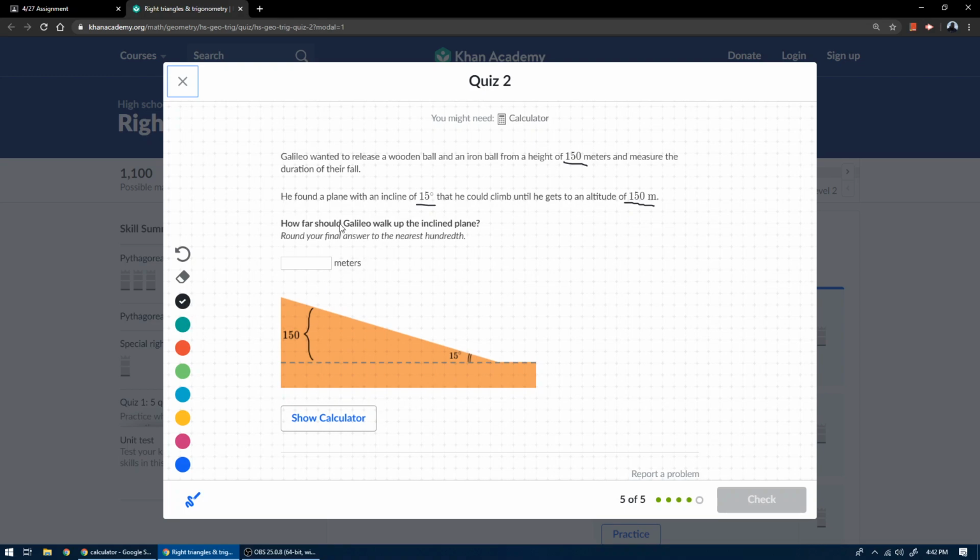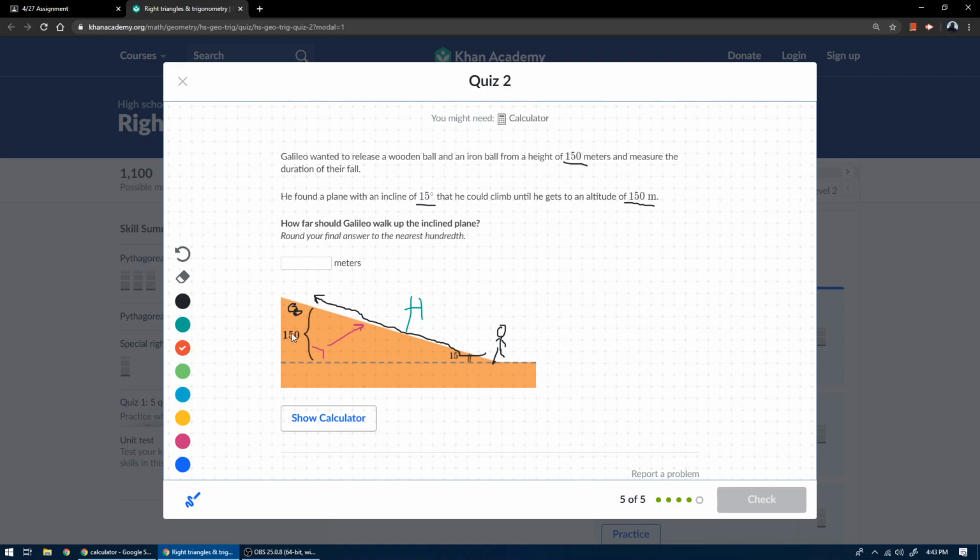What it's asking is how far should he walk up the inclined plane? So he's right here. He is going to climb up this triangle until he gets to 150 meters, and then he's going to drop a wooden and an iron ball. So how much does he need to walk? What's the length of this side? It appears to be the longer side, because it's at a diagonal. So this would be the hypotenuse. Also, my right angle is right here, so it's across from the right angle.